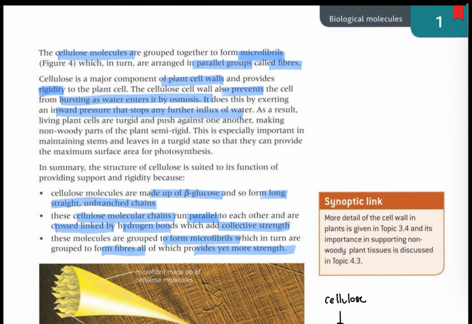Cellulose is a major component of plant cell walls. It adds rigidity, prevents the cell from bursting as water enters by osmosis, and it does this by exerting an inward pressure to stop any further influx of water. This is known as turgor, or turgor pressure, and yeah, that's pretty much it.